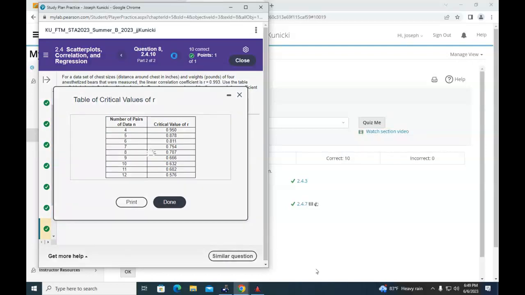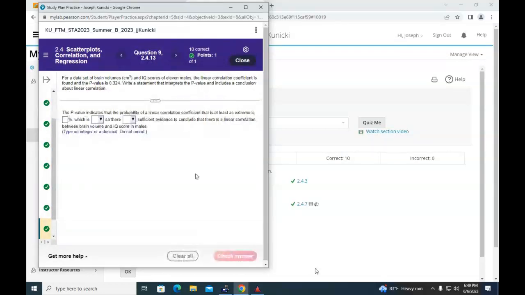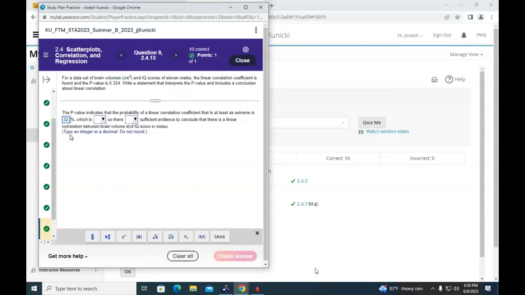This is one that's okay that we ran out of. Here's the p-value one. It says, for that data set with brain volumes and IQ scores of 11 males, that same one, the linear correlation coefficient was found to be 0.324. Write a statement that interprets the p-value. So the p-value is 32.4%. If I turn that decimal into a percent, it's 32.4, right? Move the decimal place two places to the right. Okay, which is high? It's greater than 5%. Remember, alpha, the level of significance, 5% is what we rely on, unless we're told otherwise. So there is not sufficient evidence to conclude that there's a linear correlation.